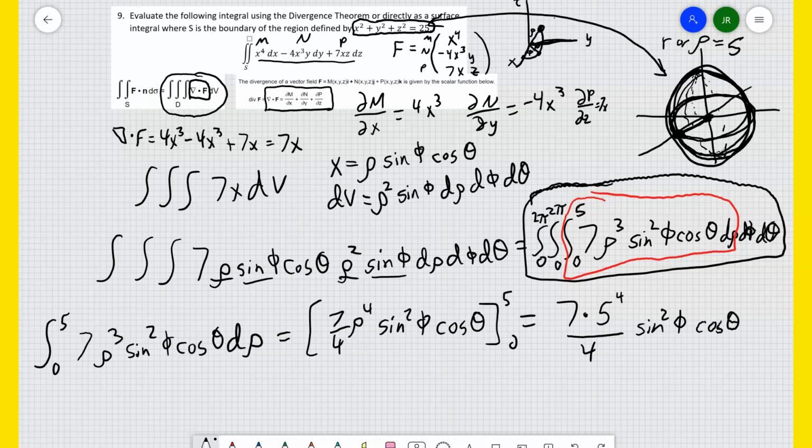Why is my pen writing so strangely? That is very strange right here on this part of my screen.